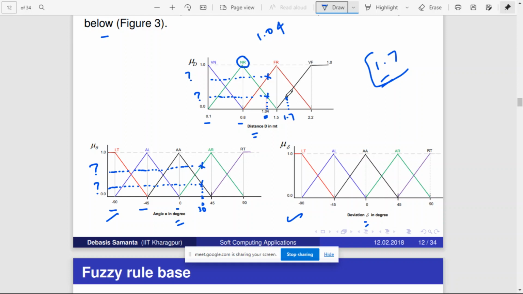Say for example, similarly, say the angle is 80 degree. So for angle 80 degree, what are the possible linguistic values it can take for angle?